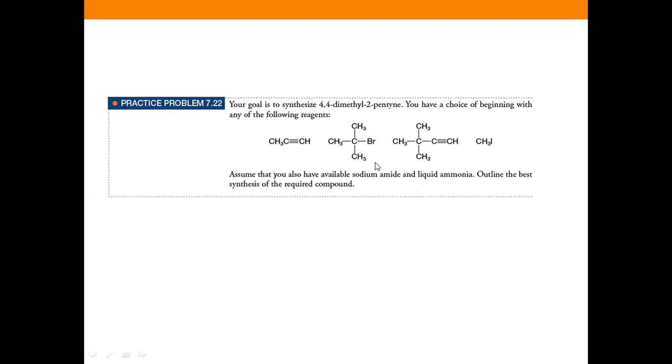So you practice on that. I have already explained how to do that one. Why the first two are not feasible, and why the second is possible.